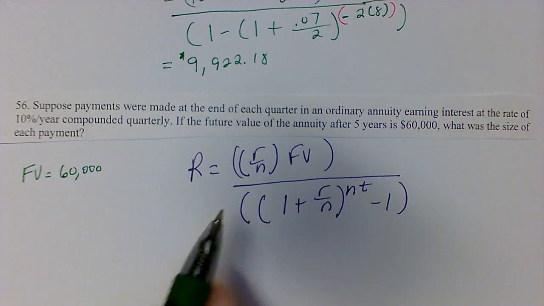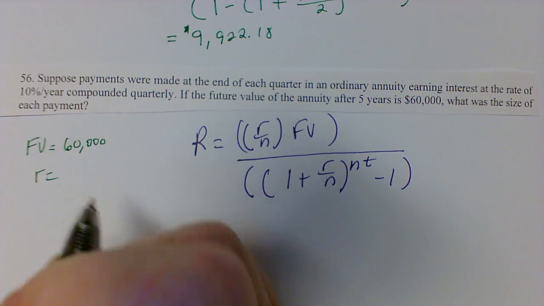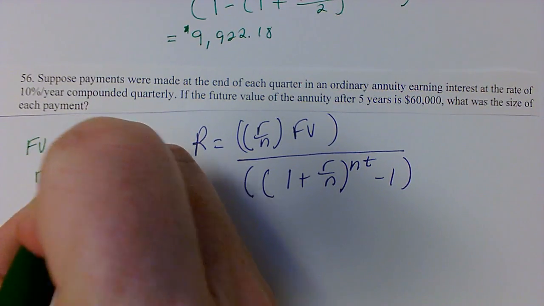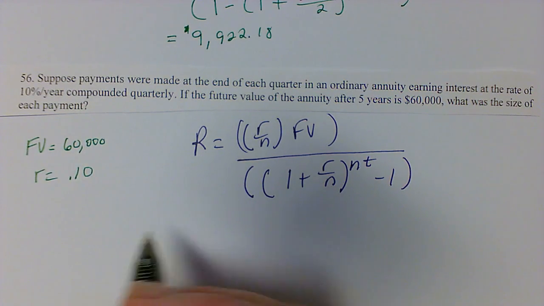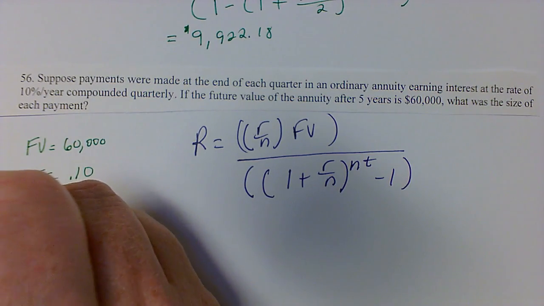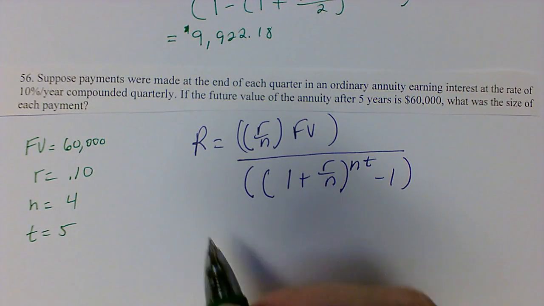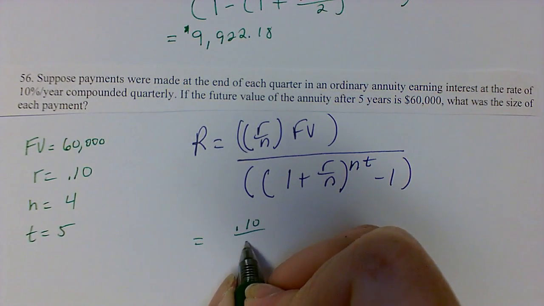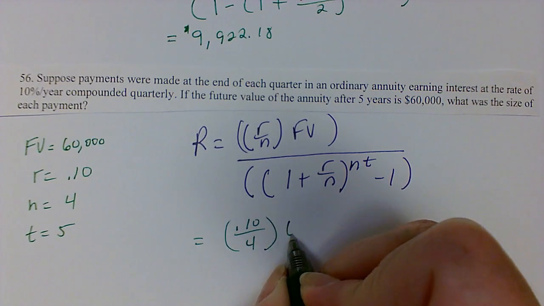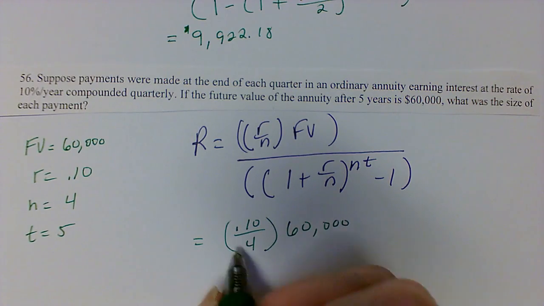So we're finding this time our R using our future value formula. We need to know our little r, and in this case it's 10%, so 0.10. This last zero is not necessary, but I put it so you understand that that's where the 10 went. The number of times this is happening is quarterly, so that's 4 times a year, and t will be equal to 5. So now we just got to plug in our values. So R is going to be 0.10 over N times our future value of $60,000, because that's what we're trying to reach in 5 years in the future.